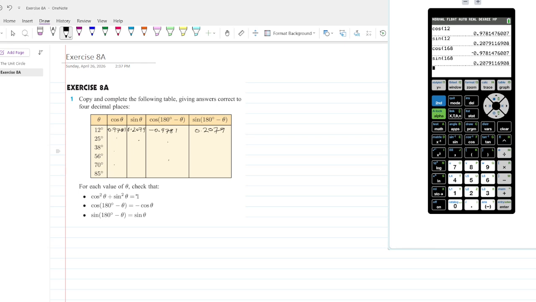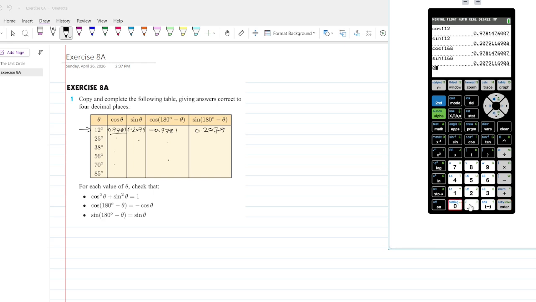Now for each value of theta, check that cos squared theta plus sin squared theta equals 1. So I'll do it for this one only, others are for you to do on your own. So in this case, cos squared theta is this value squared.